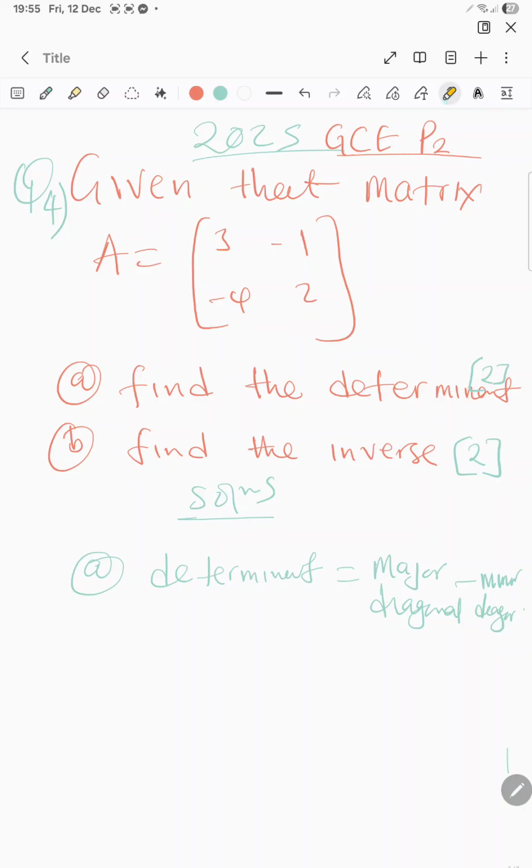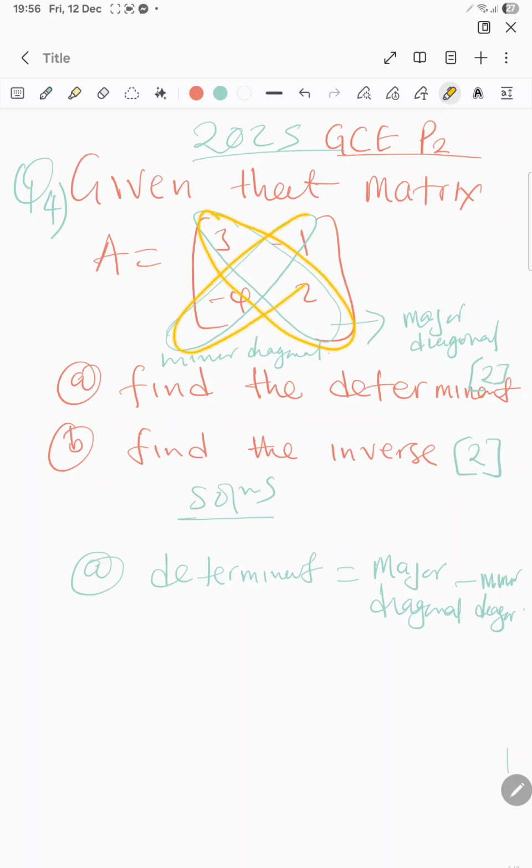So what is the major diagonal? A major diagonal of a matrix is this diagonal here. And then this diagonal, which is here, is called the minor diagonal. When getting the determinant of any given matrix, you say the major diagonal minus the minor diagonal. You multiply the elements in the major diagonal, and then minus, you multiply the elements in the minor diagonal.